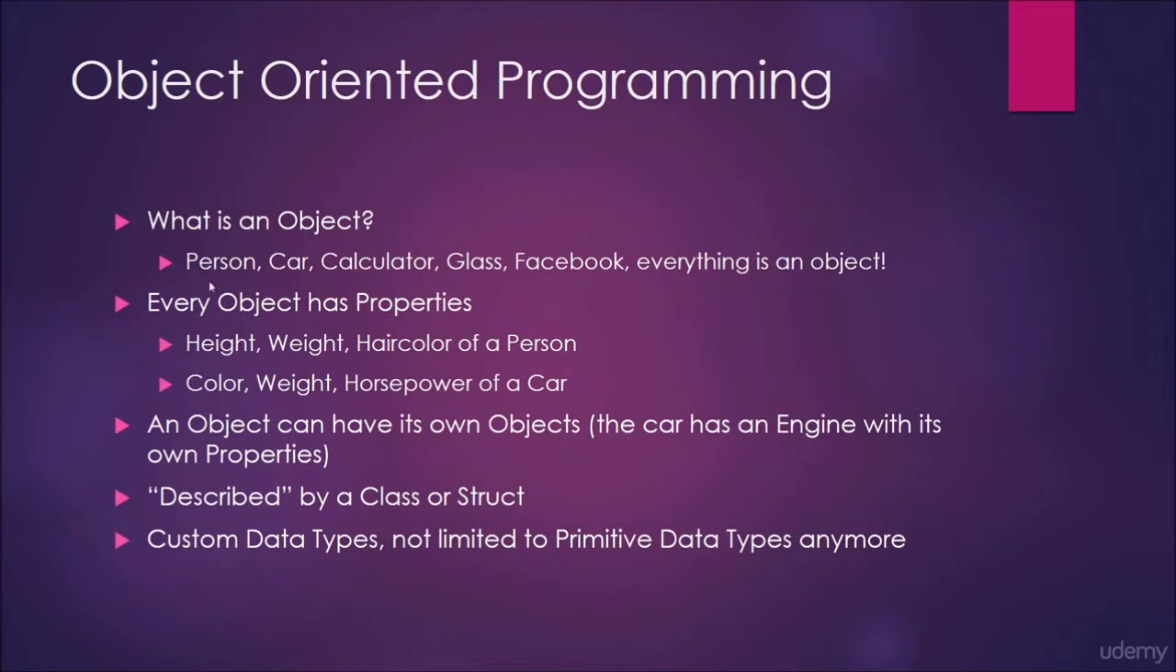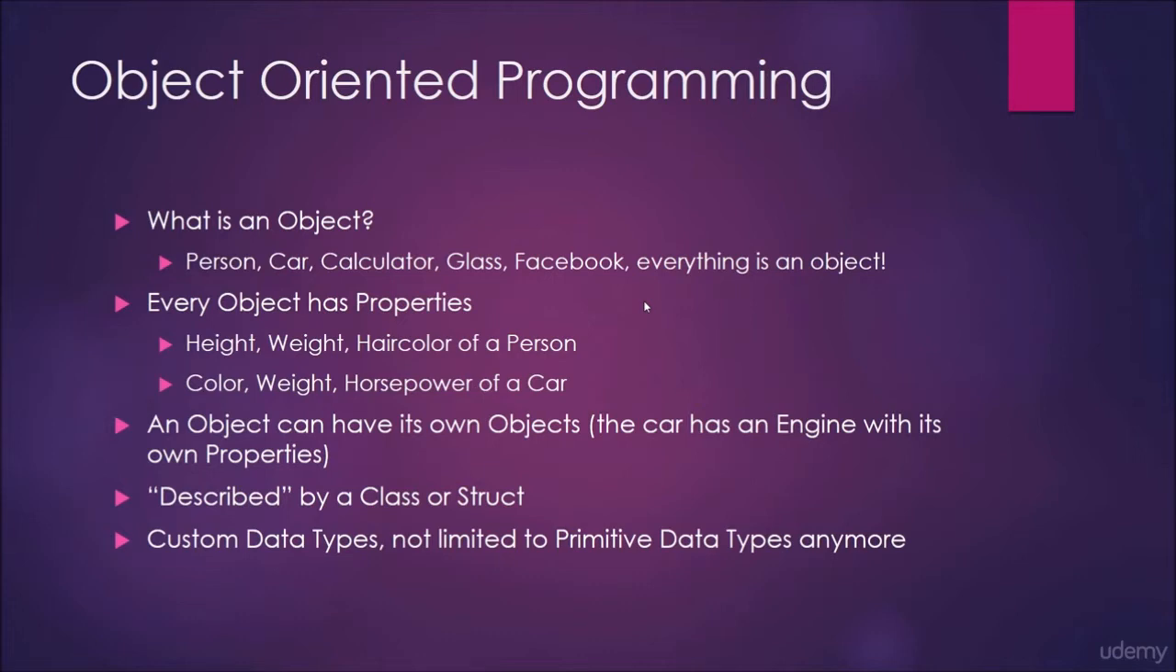For example, as you can see here, I have written a couple of examples of objects. Well, basically anything can be an object. The person can be an object, the car, the calculator, the glass, Facebook. Your fingers are objects. Everything is an object. Anything that can be described with a given set of properties is an object. So at this point you may ask yourself, what are the properties? The properties are the variables that describe a given object. For example, a person has a height, weight, hair color. These are some of the properties that can define a given person.